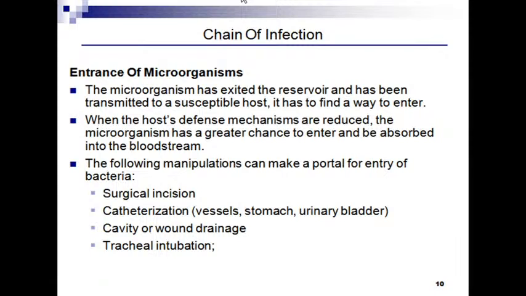Catheterizations: invasion into vessels, stomach or urinary bladder, placing of catheters and drainage tubes into the hollow organs and blood vessels. Cavity or wound drainage: drainage of abdominal cavities for ascites, pleural cavities for pleuritis, can infect the cavity. Bacteria can travel along the drainage and infect the internal cavity. Tracheal intubation: any major operation should be done under general anesthesia, and the anesthesiologist must intubate the patient to give good narcosis for the patient and convenient conditions for the surgeon to perform the operation.